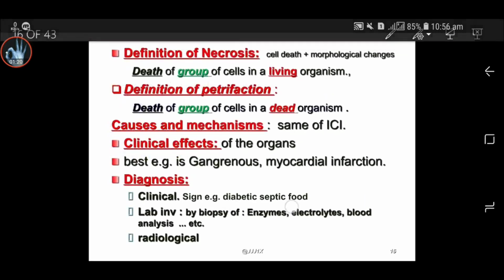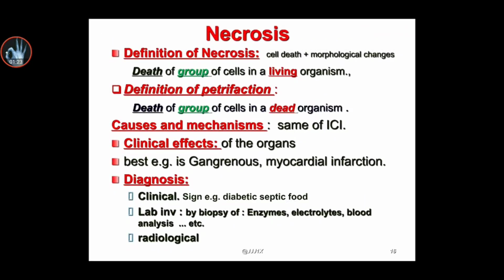راح نتكلم ونبدأ بسم الله الرحمن الرحيم في النيكروسيس. Necrosis, as we said, the definition of necrosis is cell death plus morphological change. When we say necrosis, so the cell is dead and there is morphological change on its shape. في تغير في شكل الخلية حتى بعد موتها. So the definition of necrosis is death of group of cells in the living organism. يعني موت مجموعة من الخلايا في جسم المخلوق الحي.